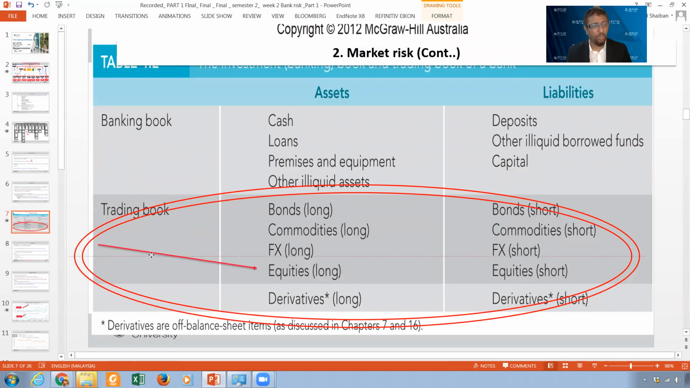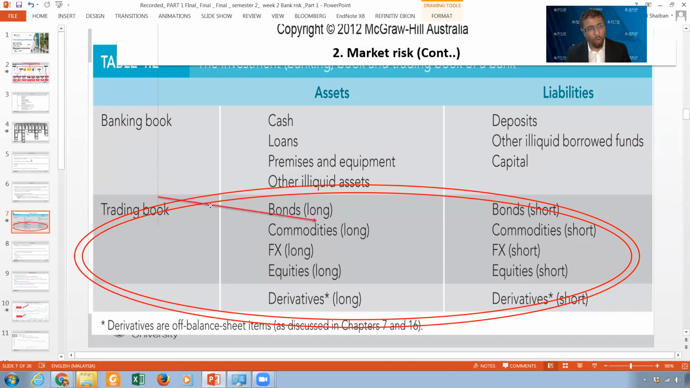Now, in the trading book, here is the trade. We can go long or we can go short, and I will explain what we mean by going long and short. We buy all those assets for the purpose of trading them, selling them in intraday trading, maybe in the next hour, maybe for one week, maybe longer or less than that. But the purpose is actually to sell them.